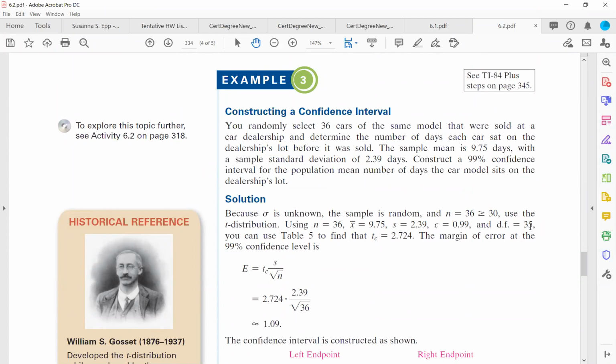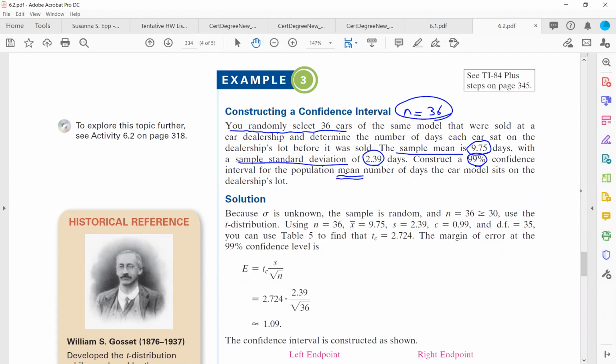Constructing a confidence interval. Very well. So here you randomly select 36 cars. We have 36 cars. So N is 36. So the question says the sample mean is equal to 9.75 with sample standard deviation 2.39. Construct a 99% confidence interval for population mean.